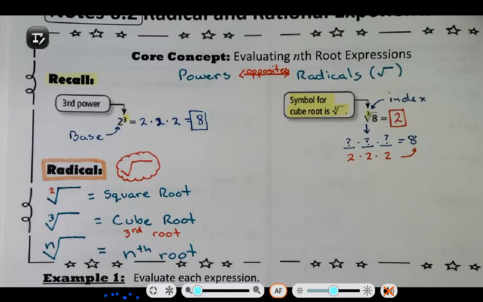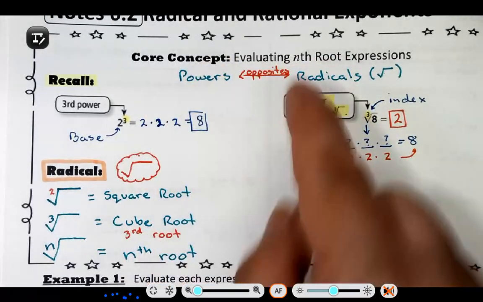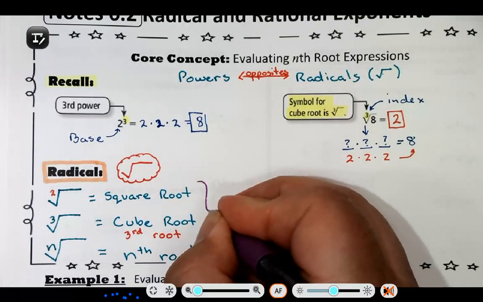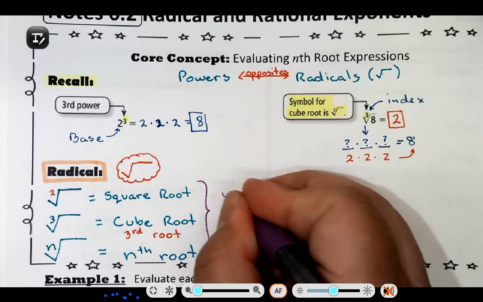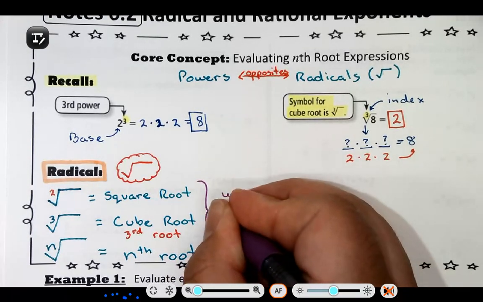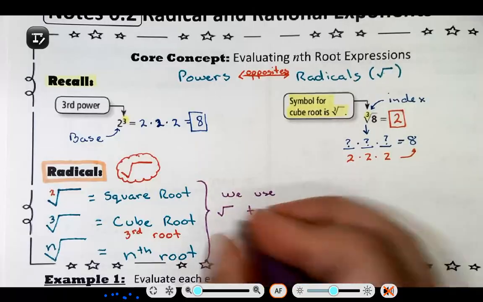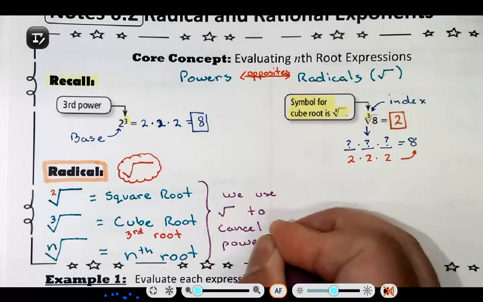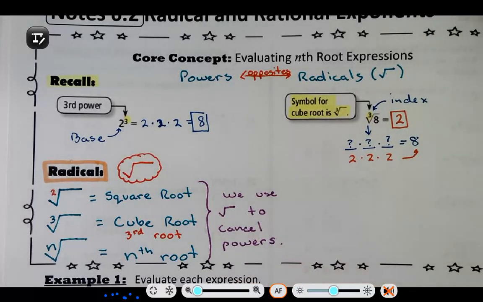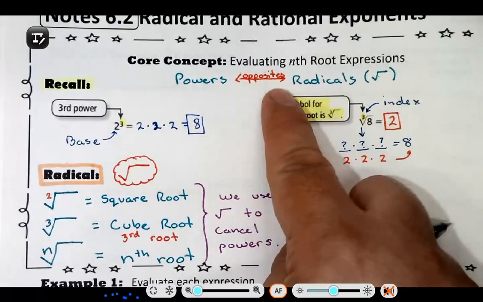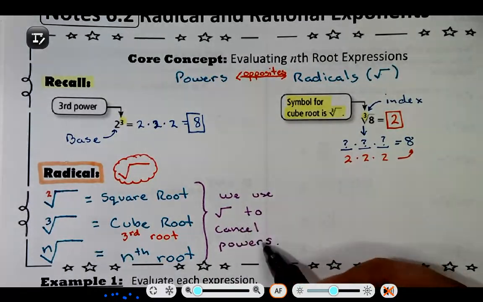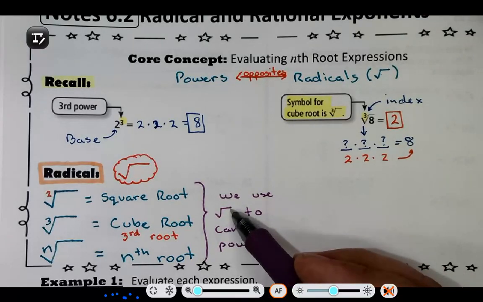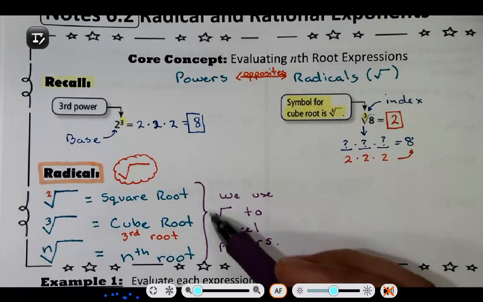The idea, though, is powers and radicals are opposites of each other. So one of the big things that we're going to be learning in math, especially in high school, is the fact that we use radicals to cancel powers. And we may not be doing that yet, but we want to start throwing that idea out there. Powers and radicals are opposites of each other. So if I ever want to cancel a power, well, I'm going to bring in a radical. And if you think about it, what's going to cancel a radical? Well, powers. They're opposites of each other.